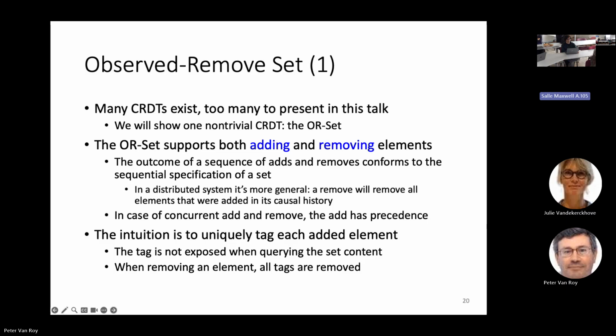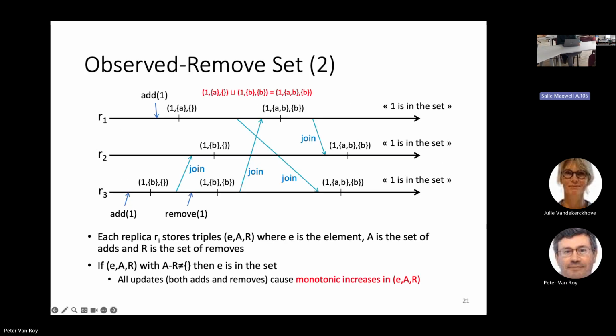So I'll show you how this set is implemented as a CRDT. And the intuition is, whenever you do an operation, an add or a remove, you will create a unique identifier of this operation. Now you will tag that, and you collect those, and with that you can determine whether the element is or is not in the set. So here's an example of how it works. I have three replicas here. The time is going from left to right.